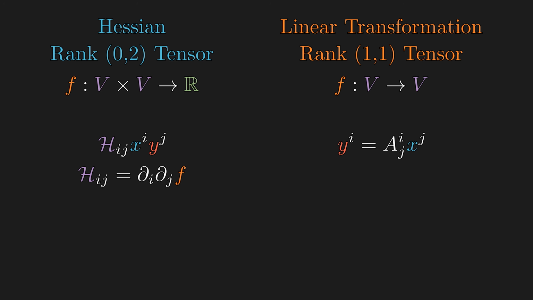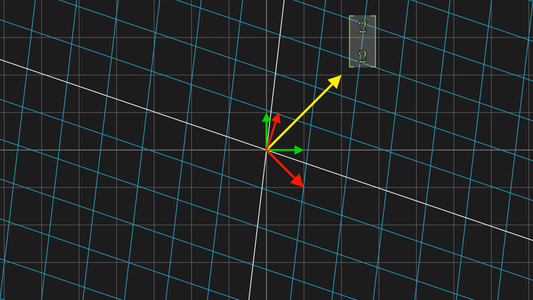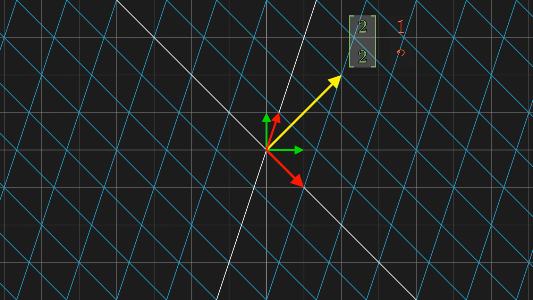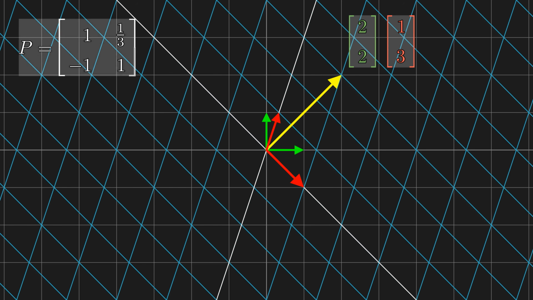Next, let's understand what it means for a tensor to transform like a tensor. This vector can be represented as an array with 2 and 2 for its entries, which means it is 2 times the first basis plus 2 times the second basis. But we can choose to work in a different coordinate system, where the same vector is now described as 1, 3. We can write a matrix P, where each column represents the new basis in terms of the old basis. So the first column is 1, negative 1, and the second column is 1/3, 1.